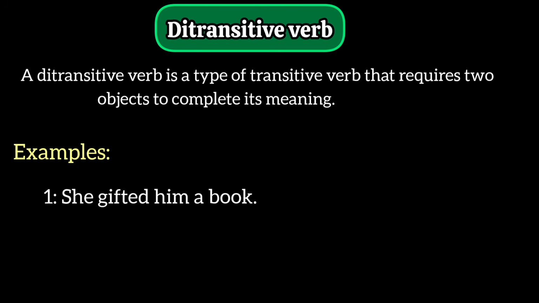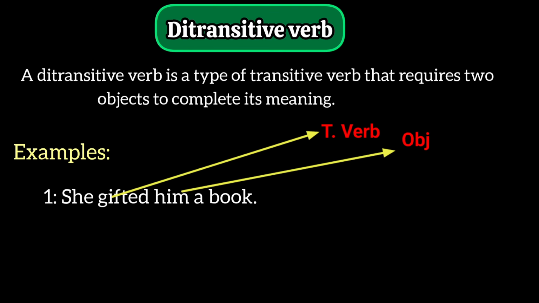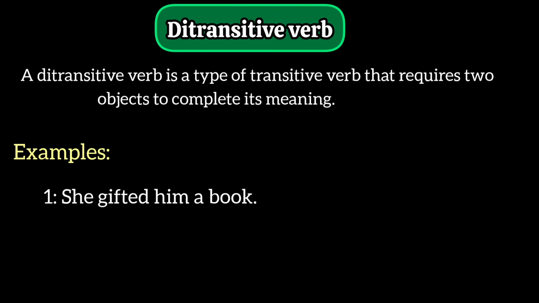She gifted him a book. Just observe this sentence. Here the verb is gifted, which requires two objects to complete the sense. So the first object is the pronoun him, and another object is a book. You can see this sentence has two objects. Therefore, this verb is called ditransitive verb. As I said that a transitive verb must have an object, but it has two objects that is known as a ditransitive verb. Just observe this example.